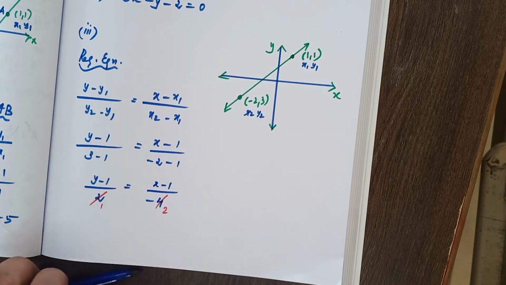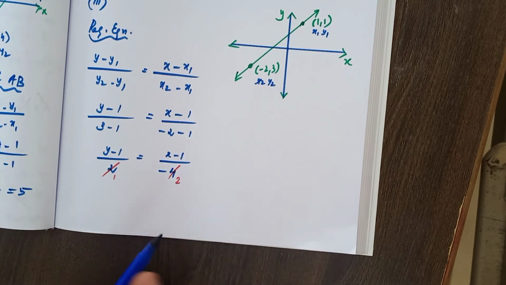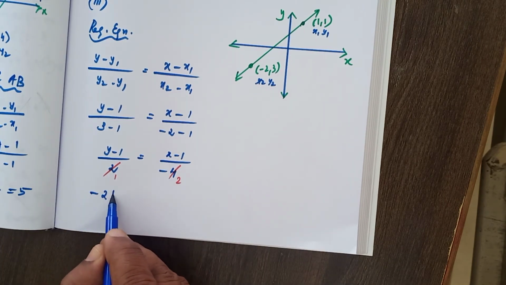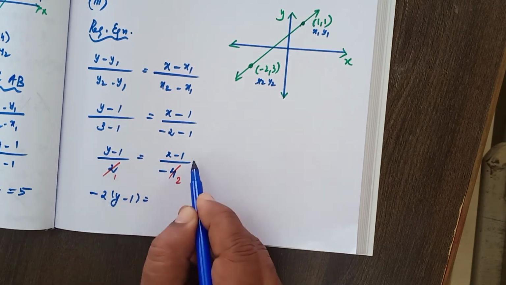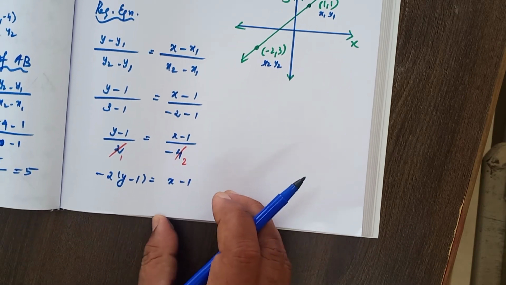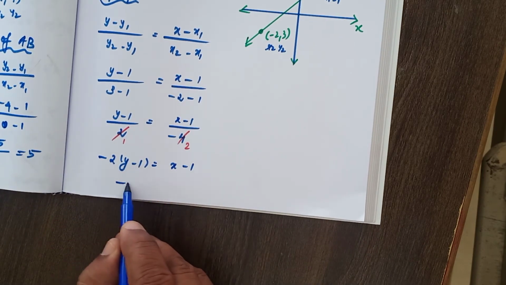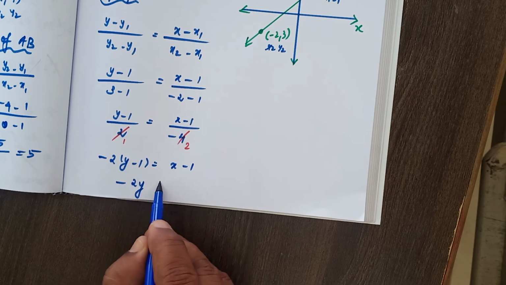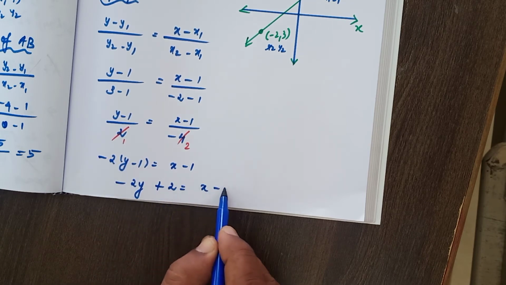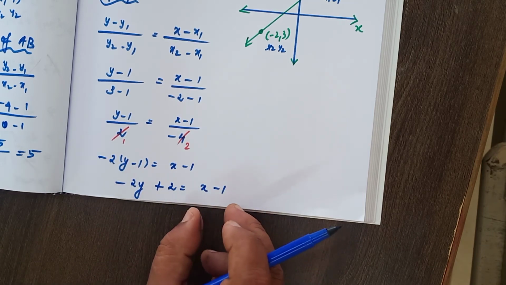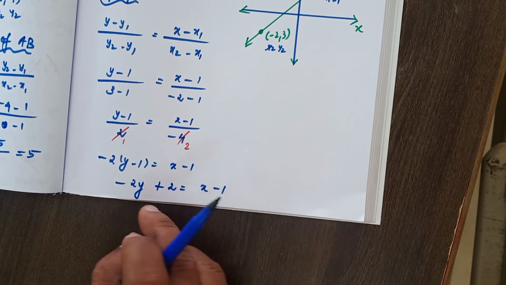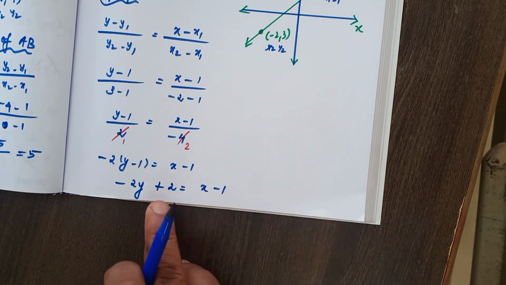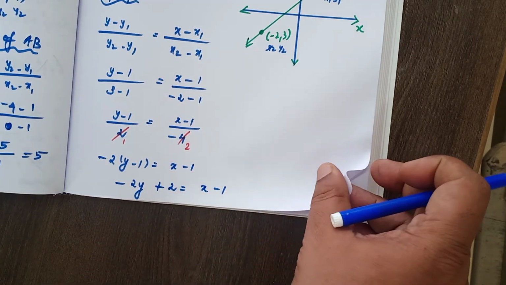Now we have to cross multiply. If we cross multiply, we will get -2 into y minus 1 is equal to 1 into x minus 1, that is x minus 1. Now multiply -2 into y minus 1: minus 2y plus 2 is equal to x minus 1. So x minus 1 we write as it is, minus 2y comes to the right hand side as plus 2y, and plus 2 comes to the right hand side as minus 2.